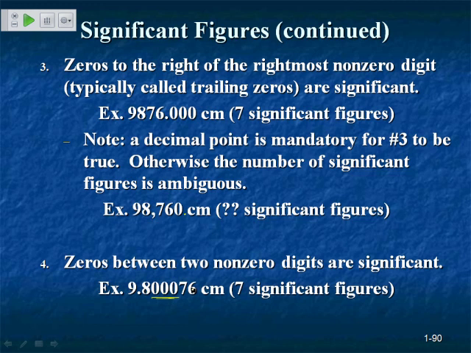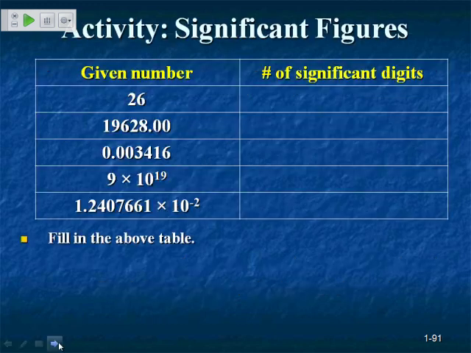So once again, all non-zero digits are significant. Zeros to the left of the first non-zero digit are not significant. Zeros to the right of the rightmost non-zero digits are significant if there is a decimal point. Zeros between 2 non-zero digits are significant. Now, how do we use them in calculations? First, let us practice this.